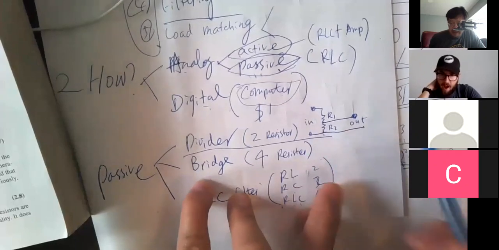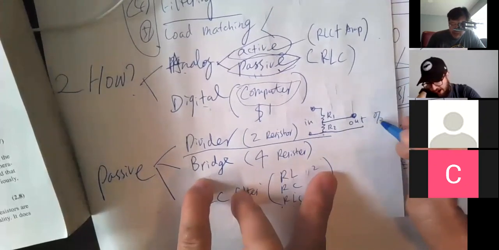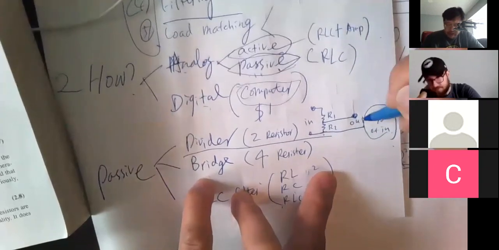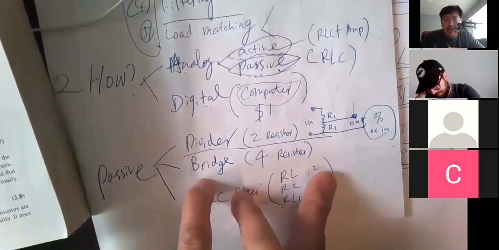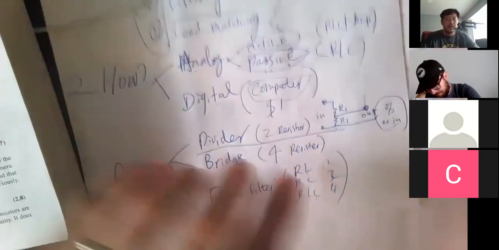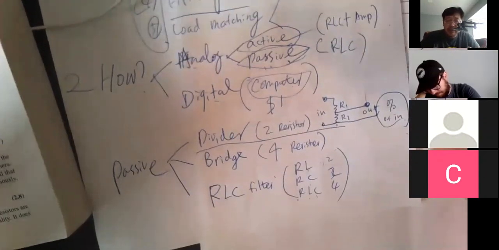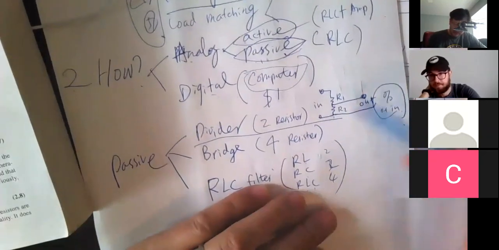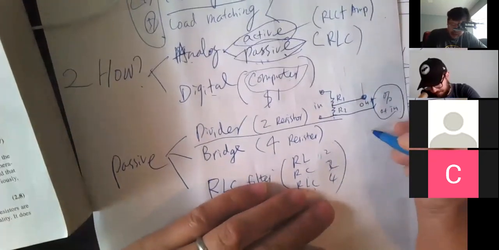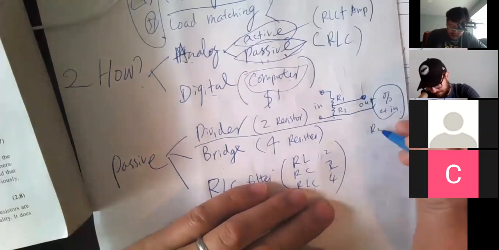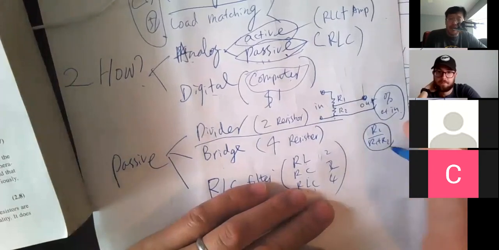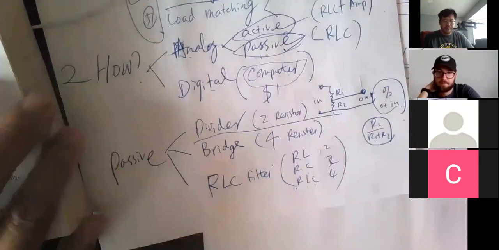What does that mean? The output will be a percentage of the input. So this divider, the output will be a certain percentage. How much percent? The percentage can be calculated using this equation, R2 over R1 plus R2. So that is the percentage.